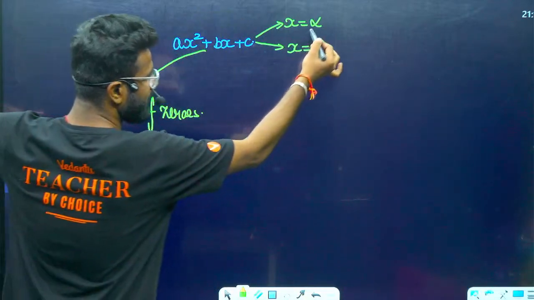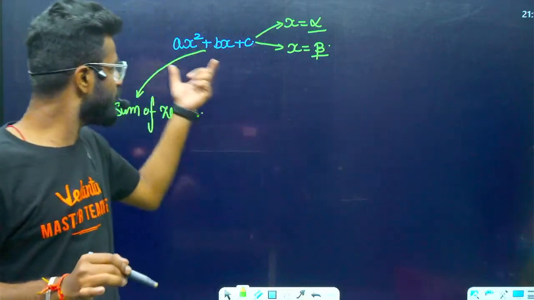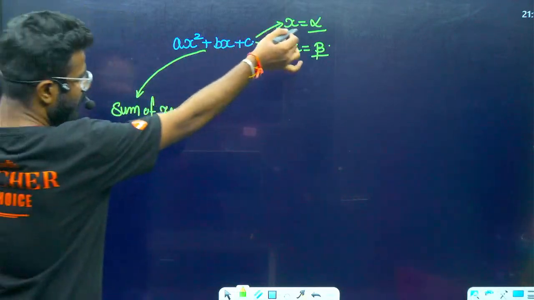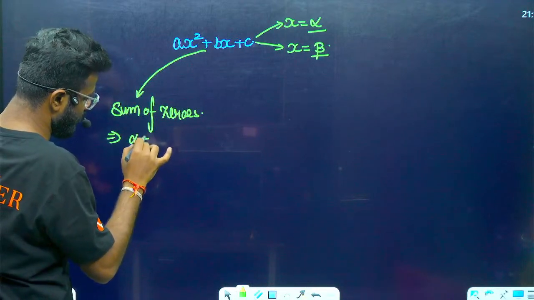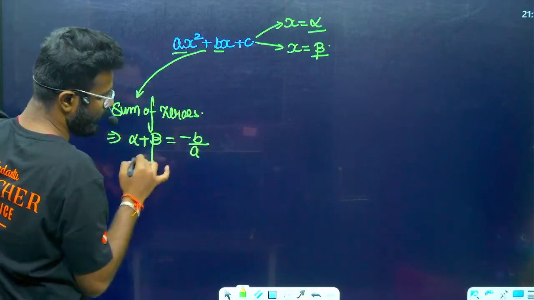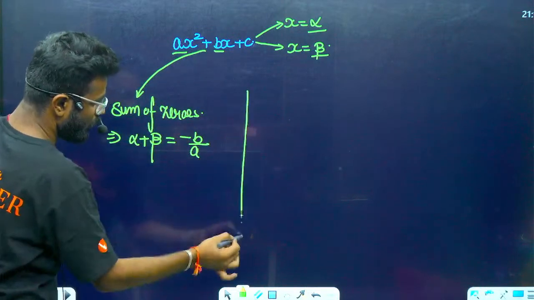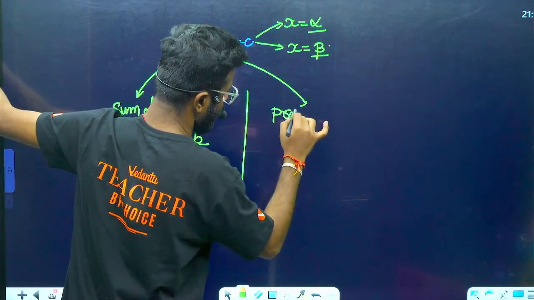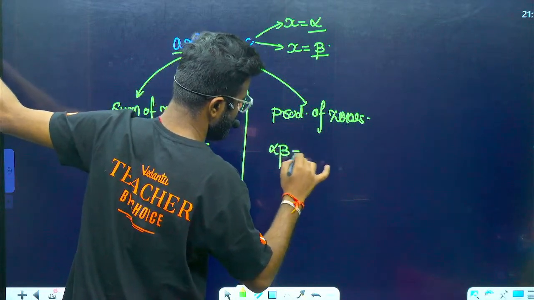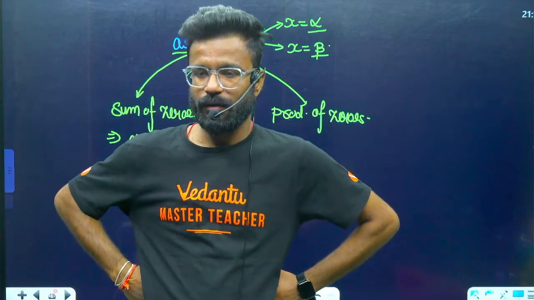So these are zeros. Already we know what zeros are. Zeros are the values of x which we get on solving, right? So alpha and beta, sum of zeros is alpha plus beta is equal to minus b by a. What is b here? The coefficient of x, and a is the coefficient of x square. And product of zeros, alpha beta, is equal to c by a. Simple. Full marks.